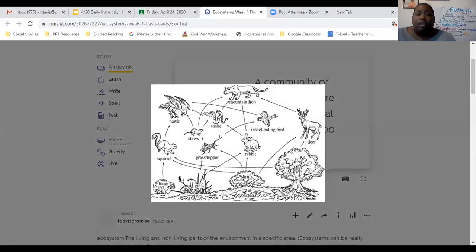Food webs are complex. However, they all begin with sunlight energy, and then you see the producers, you see either an omnivore or an herbivore, and then you see a carnivore at the top.